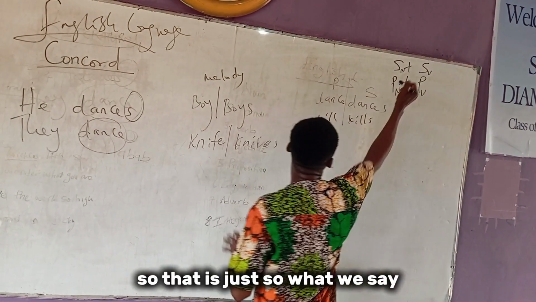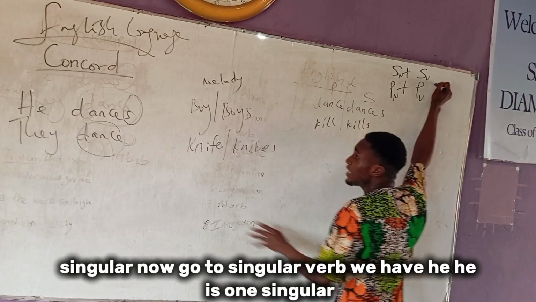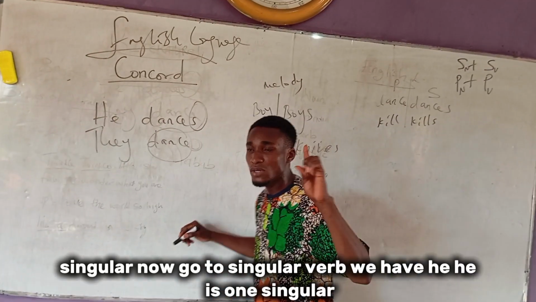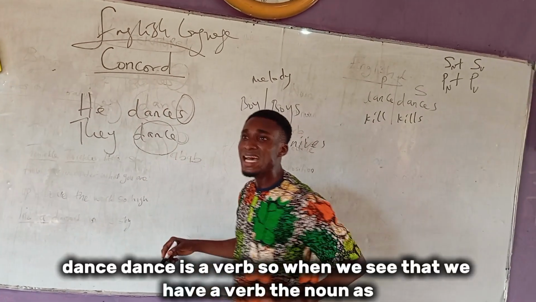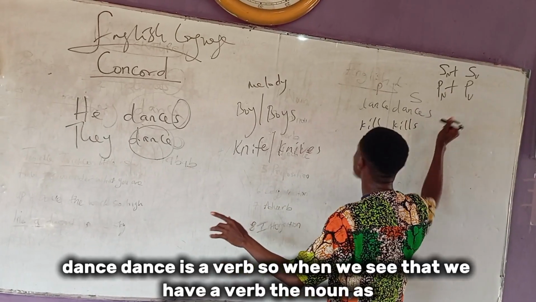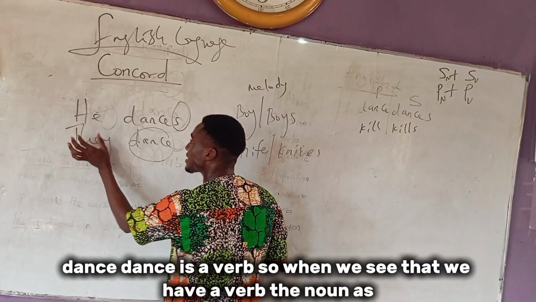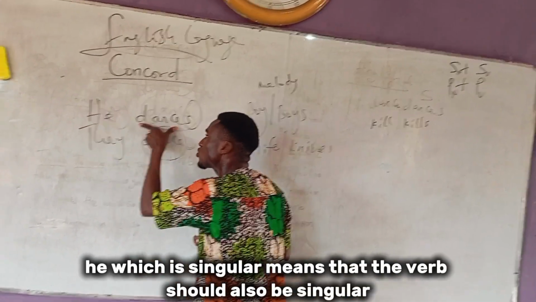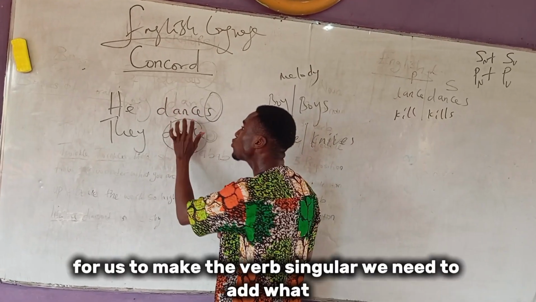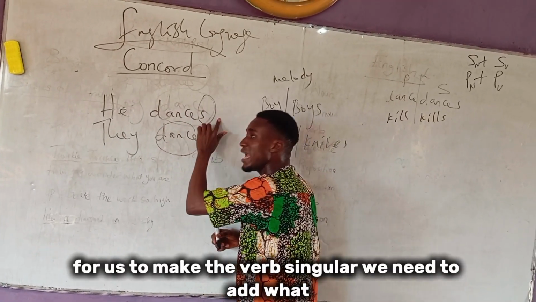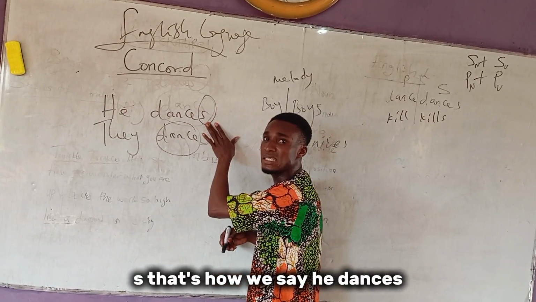So when we say a singular noun goes with a singular verb, we have he, which is one, singular. Dance is the verb. So we have the noun as he, which is singular, and the verb will also be singular. For us to make the verb singular, we need to add what? S. That's why we say he dances.